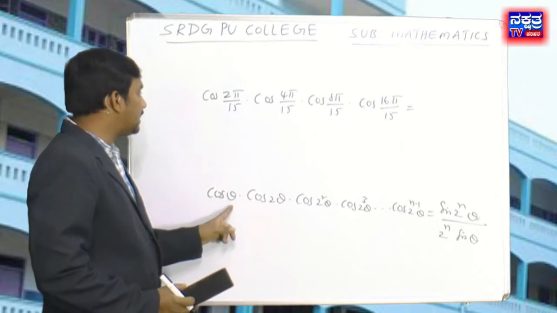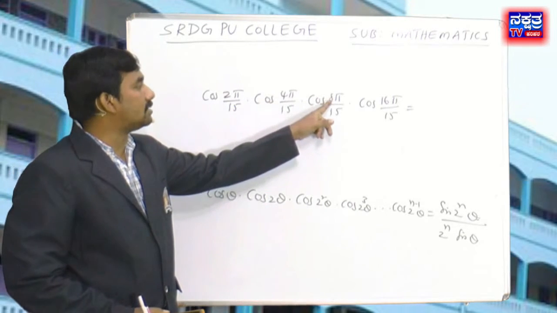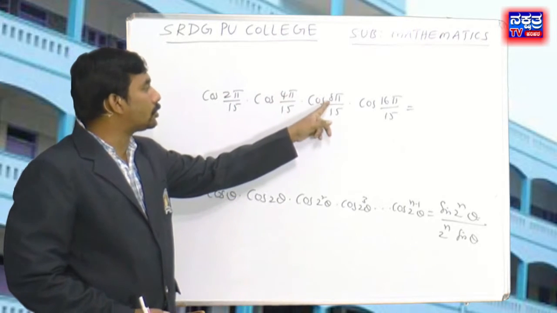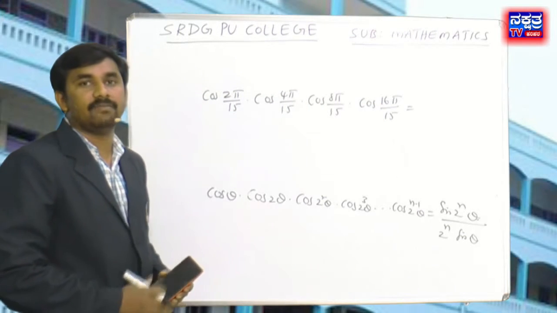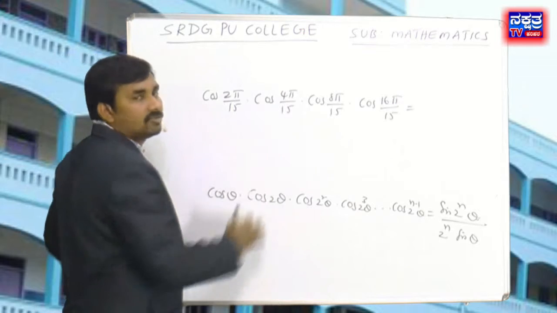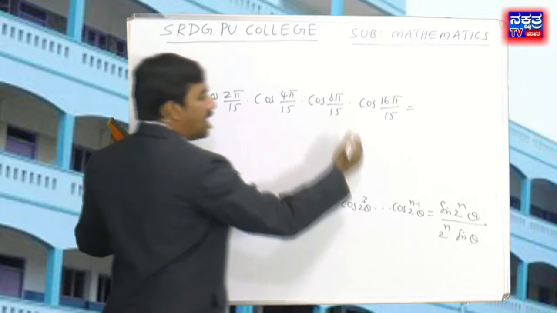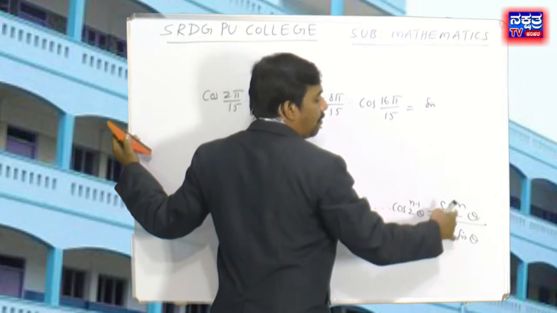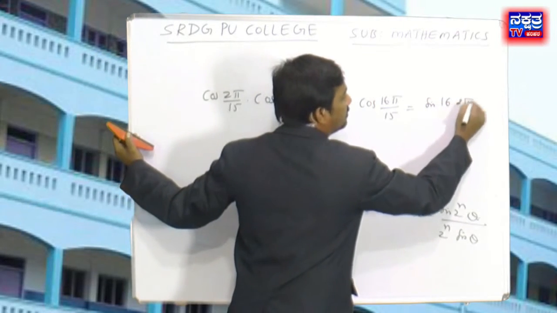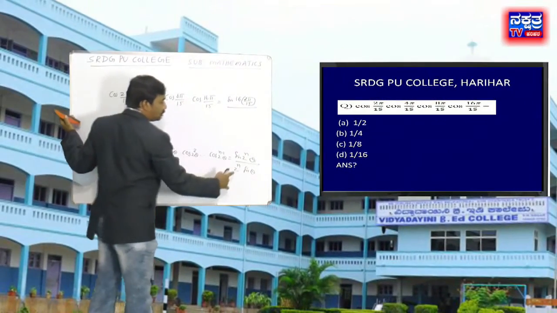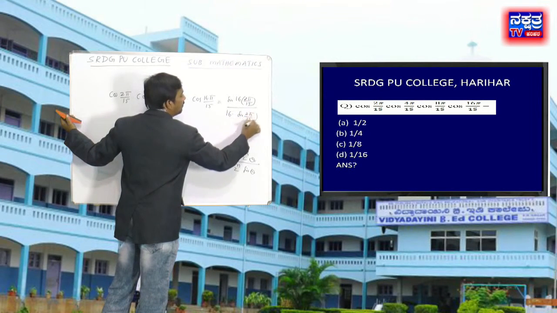Hence, here what is theta? We have 2 pi by 15, 2 into 2 pi, 4 pi, 2 square means 2 into 2 square, that is 2 cube, 8 pi, again 2 power 4, 16 pi. Every angle is doubled. Clearly, how many terms we have? 4 terms. In place of n, we have to apply 4. Hence, the answer will become sin 2 power 4, 16 into 2 pi by 15, by 2 power 4, 16 into sin theta, 2 pi by 15.